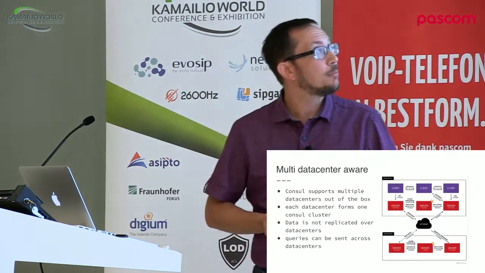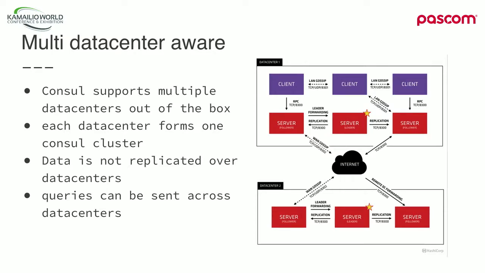Okay, then it's multi-data center aware. That means you can have multiple clusters of this service, and it distinguishes between different zones. One database is not replicated to the other data center, but if you do a query, you can query everything from the external data center. That means if you lose one data center, the other one will be autonomous, but of course you cannot reach the other services, but it's not that the entire cluster would fail.